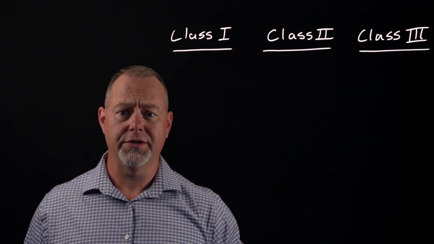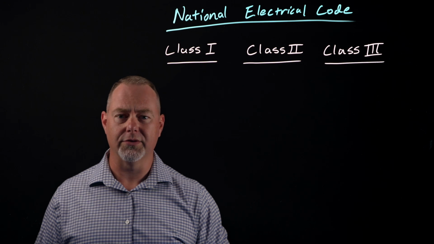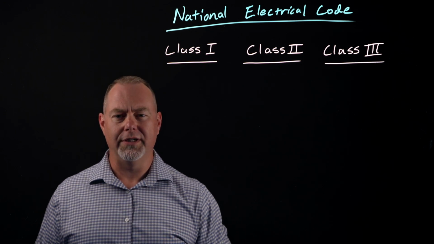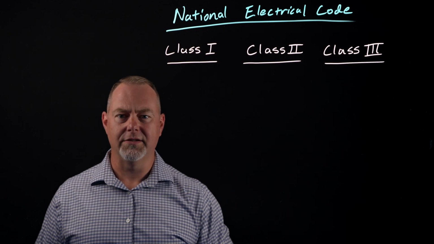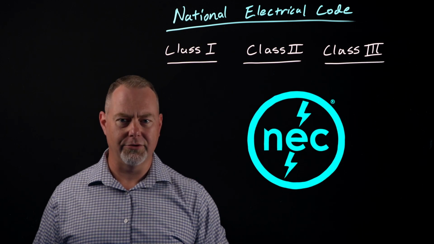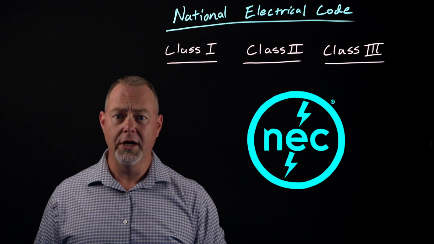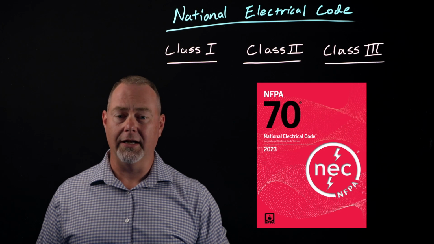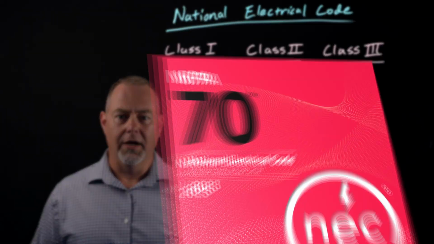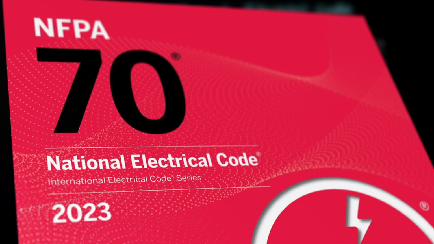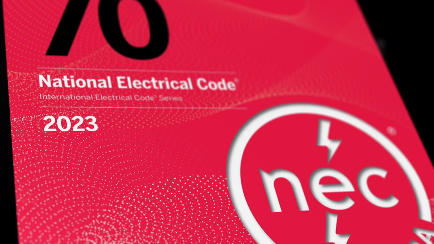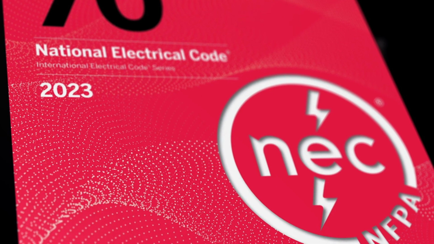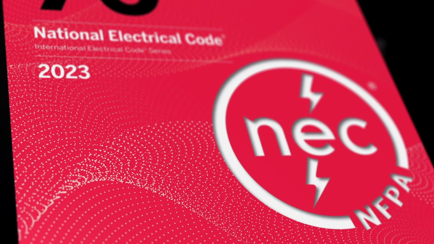So to answer the question about hazardous location ratings for SonicAire fans, we first need to define what hazardous locations are. In the United States, this is determined by the National Electrical Code, which you may also know as the NEC or NFPA 70. Adopted in all 50 states, this code is the benchmark for safe electrical design, installation, and inspection to protect people and property from electrical hazards.